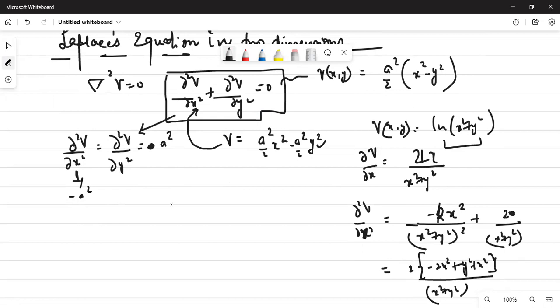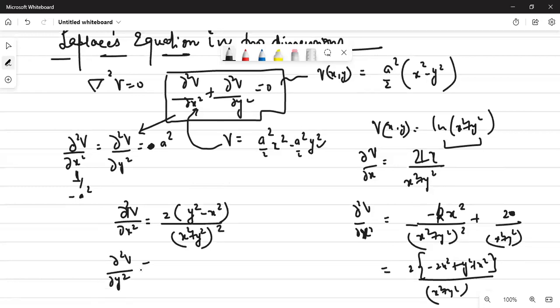And overall, del square v upon del x squared, you'll get as 2 y square minus x square upon x square plus y square whole square. And if I find del square v upon del y square, you'll get 2 times x square minus y square upon x square plus y square whole square. So overall, if you add them up, you'll find that your del square v is equal to 0. So clearly, this is also a solution.